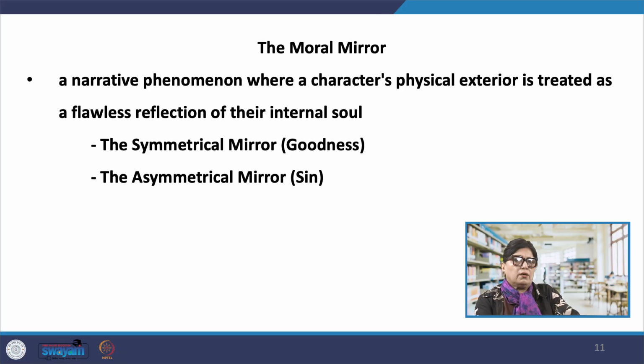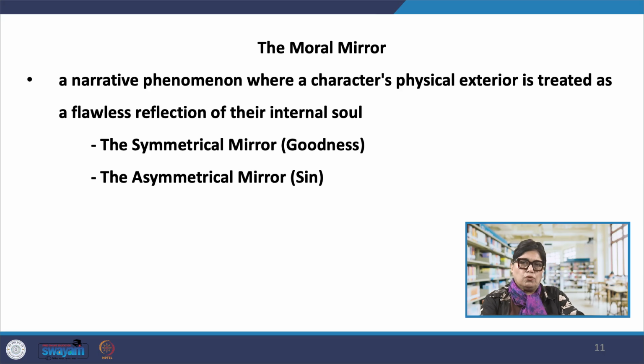So, the moral mirror is a narrative phenomenon where a character's physical exterior is treated as a flawless reflection of their internal soul. In older Western literature and pre-modern medical philosophy, a person's outer appearance was not viewed as a biological coincidence. Instead, it acted as a visible divine scoreboard of their morality.